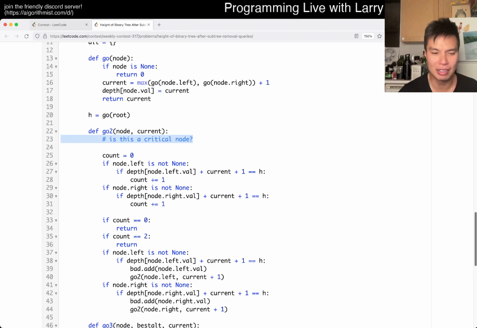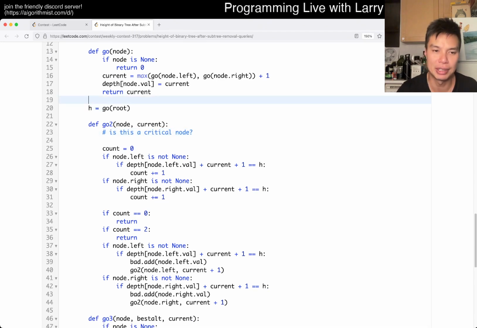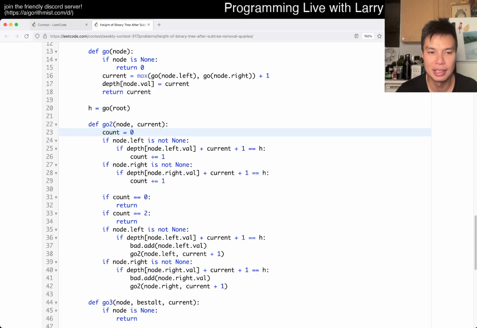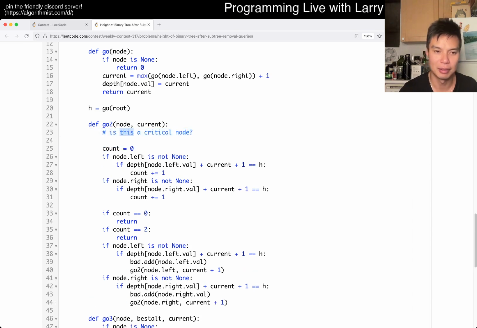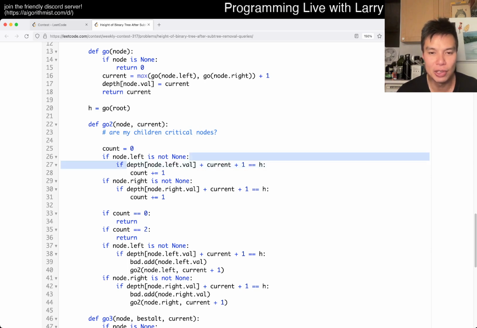Actually, I think I was wrong. Now that I think about it, I think I didn't. Well, no. The way that I did it by looking at the children is so that I could do this count thing, right? Let's say, are my children critical nodes? And that's basically the idea, that we get the count, right? We say, is the left node a critical node?